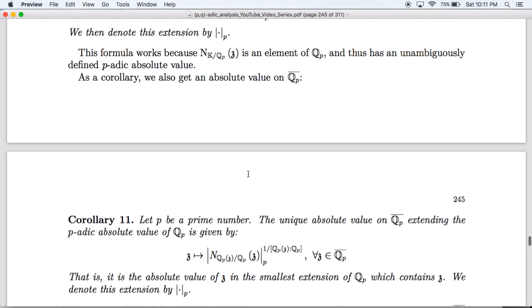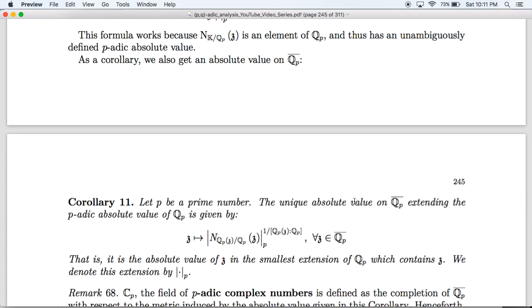As a corollary, we also get an absolute value on Q_p bar. Let p be a prime number. Then there is a unique absolute value on Q_p bar, the algebraic closure of Q_p, which extends the p-adic absolute value of Q_p, and the recipe is as follows. Let Q_p(z) be the field attained by adjoining z to Q_p. Then the p-adic absolute value of z is the norm of z in that field. We take the p-adic absolute value of that rational number, and then we take the root, where the root is the degree.